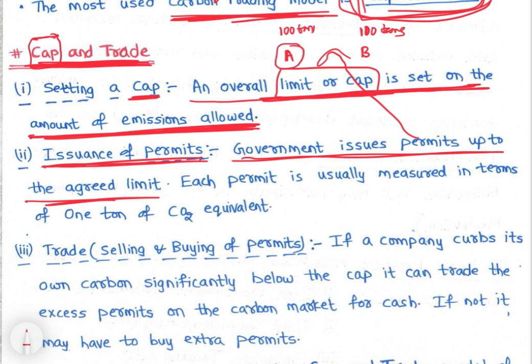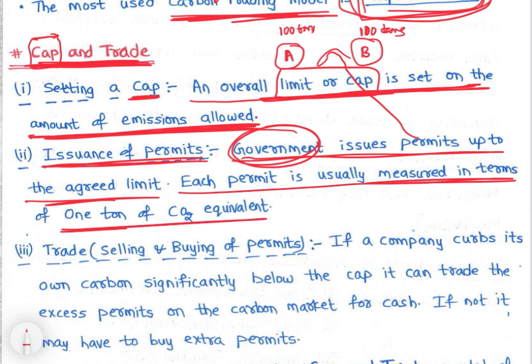So company A has a permit, company B also has a permit. That is the government issuing. Each permit is usually measured in terms of 1 ton of CO2 equivalent. So the permit limit is 100 tons of CO2 equivalent. The government has given permits, say 100 permits. So company A has 100 permits, company B has 100 permits. Then the cap is done. Then trade.